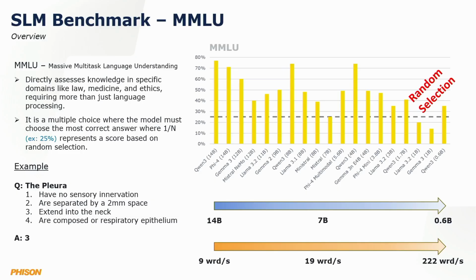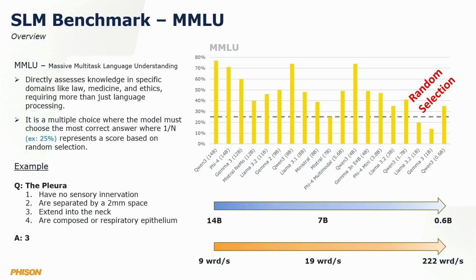One of the questions that I picked from the set of questions that are available is about the pleura. And then you have 4 to choose from. They have no sensory innervation, separated by 2 millimeter space, and things that are not like a lot of multi-choice quizzes. Often there's an obvious answer. There's no obvious answer unless you know what a pleura is. So if an AI model can discern what the most correct answer is, it will have a response better than 1 over n, which is essentially 1 over 4, 25%, which is what it will get if it's just randomly picking an answer.